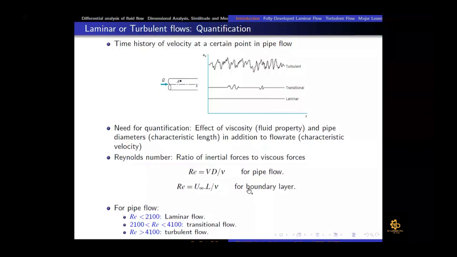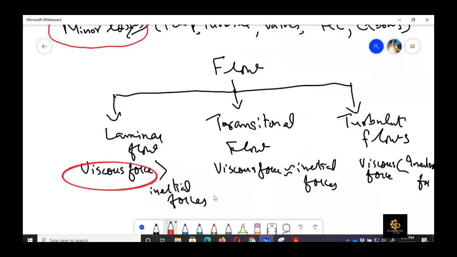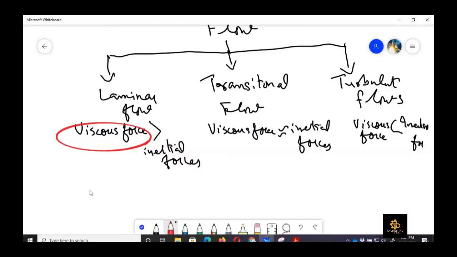When we talk about boundary layer flow, we will see in Chapter 9 that the critical Reynolds number, which was 2100 in this case, is different. What is the critical Reynolds number? We usually define it by Re_c, and we call it the critical Reynolds number.